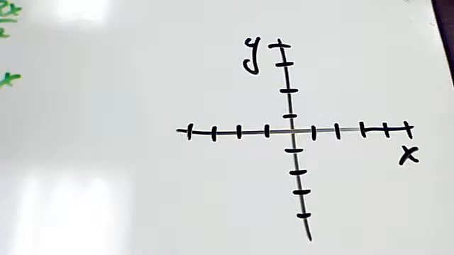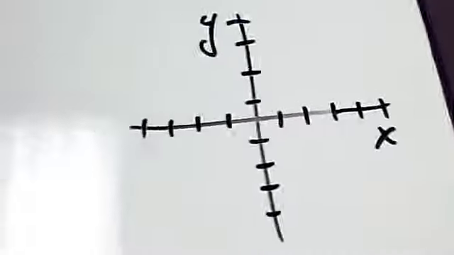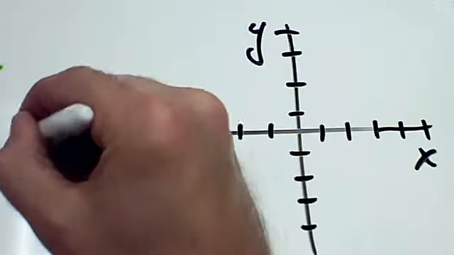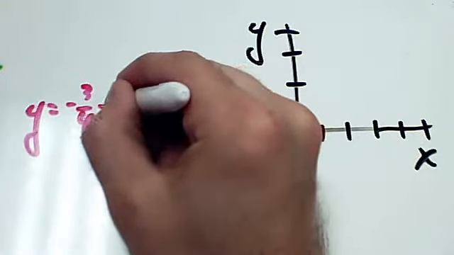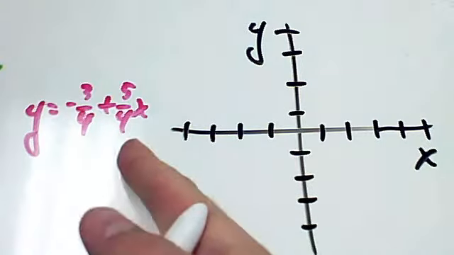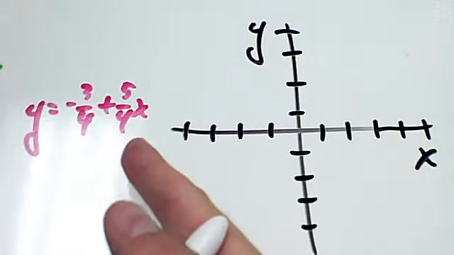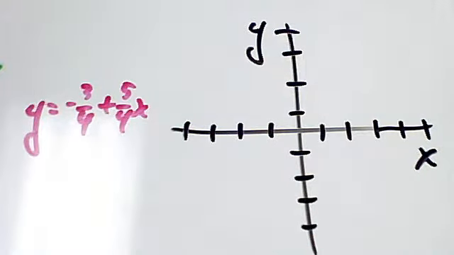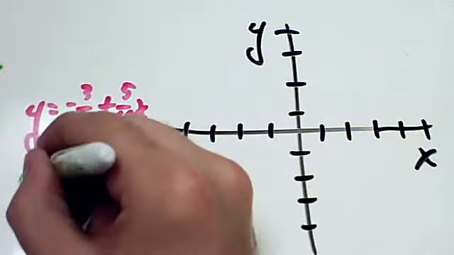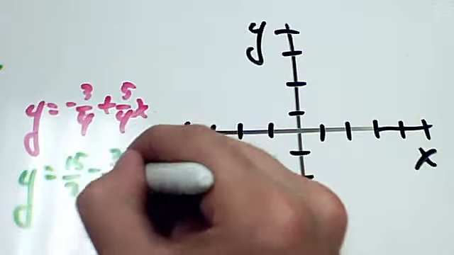Okay, here's my graph. I'm going to rewrite those equations right next to it. So we have y is equal to, excuse me, sorry about that. Y is equal to negative 3/4 plus 5/4 x. And if you wrote it the other way around, like 5/4 x minus 3/4, that's perfectly okay. It's commutative. You can flip it around and it's no problem. Okay, the next one was y equals 15 halves minus 3 halves x.